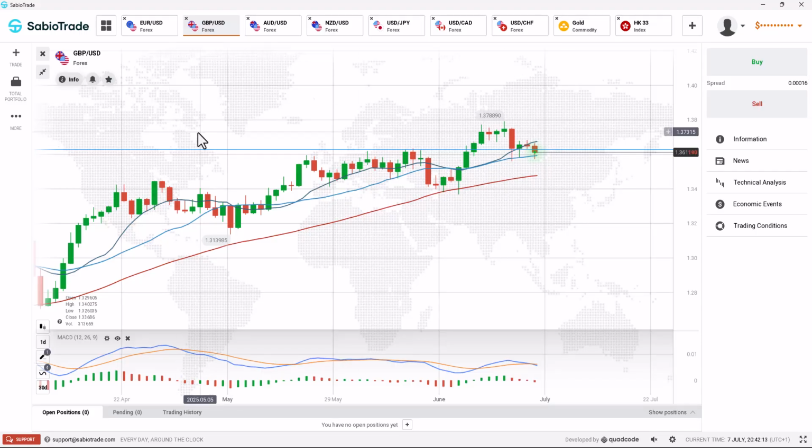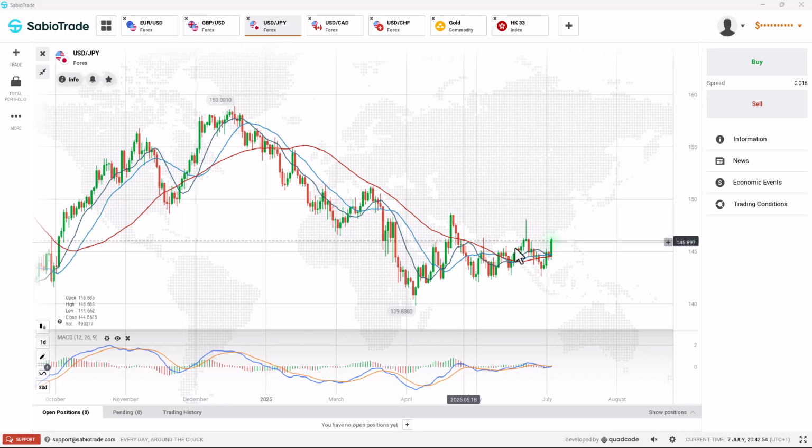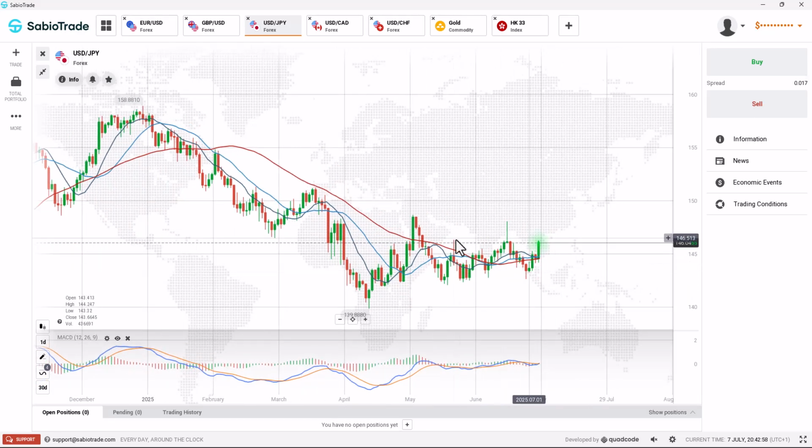Let's compare this to the dollar yen. Looking at dollar yen on the daily time frame, although it is currently going sideways and entangled in the moving averages, it is starting to look increasingly bullish. In a moment, I'm going to be having a look at a couple of the yen crosses, which are offering some really high probability buying opportunities.